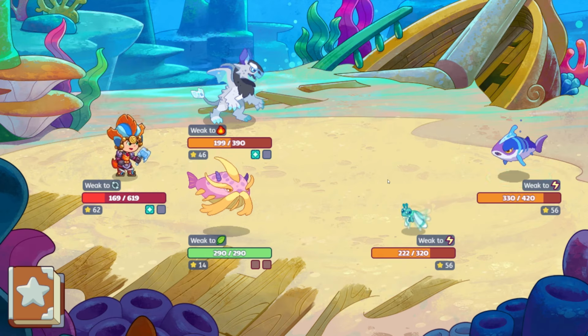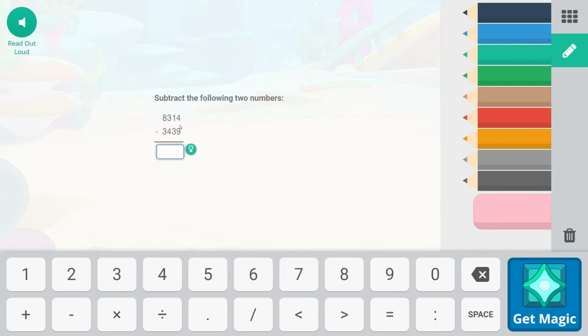Nice powerful hit there from Naughty. And we are subtracting. We definitely need to regroup for this. So the 8 is going to become a 7, which makes this 13. We still have to pull, so 13 becomes 12. And then that becomes 11. We still have to pull, so the 11 becomes 10. And we have 14. So 7 minus 3 is 4.